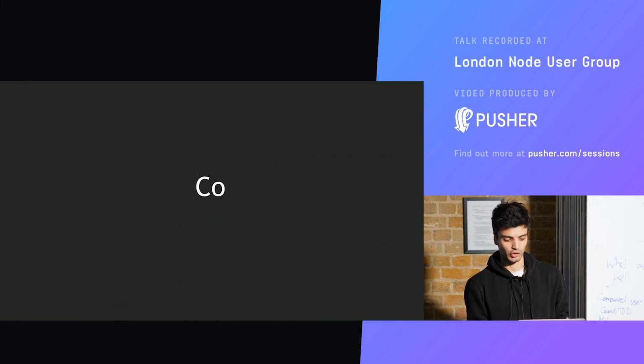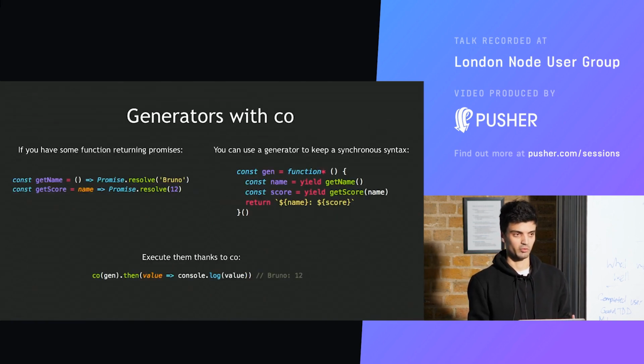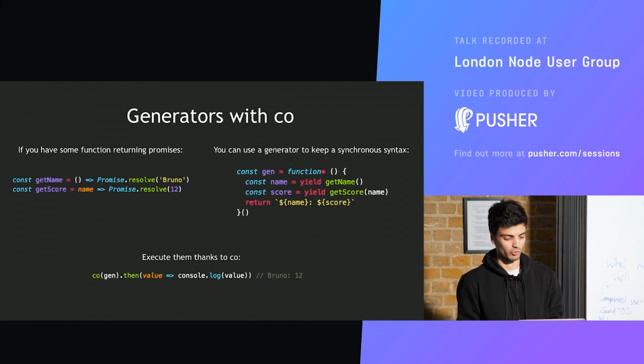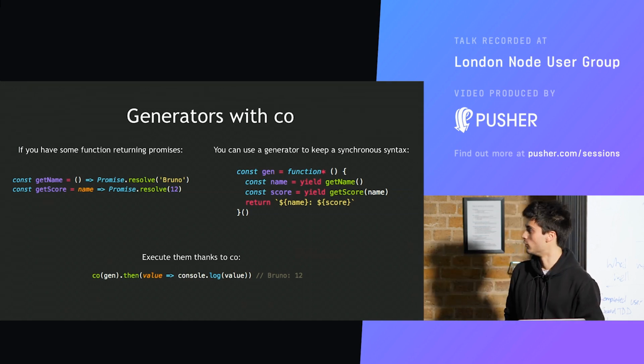So now we're going to look into Co. Co is a library that is used to be able to write asynchronous code in a synchronous way. Because instead of yielding functions and calling them, what you do is you yield promises. So here I have two functions that return promises. I have getName and getScore. First one resolves to Bruno, and the second one resolves to 12.